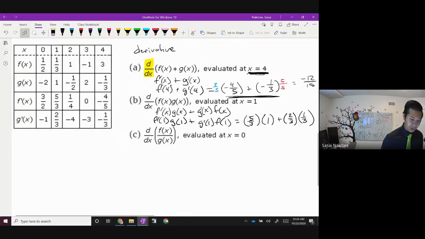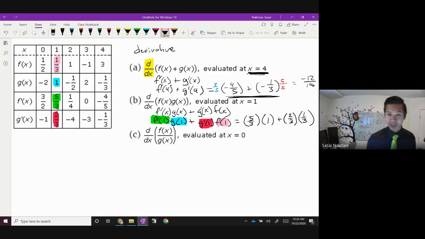And again, if you're having trouble seeing how I'm getting these values, F prime of 1 is this guy, right? G of 1 is this guy right here. G prime of 1 is this one right here. And F of 1 is this guy right here. And that's how I got these numbers right there. Okay, that's all it is. You just look at the table. But the hard part is understanding and remembering that you still need to apply the rules to do these derivatives.